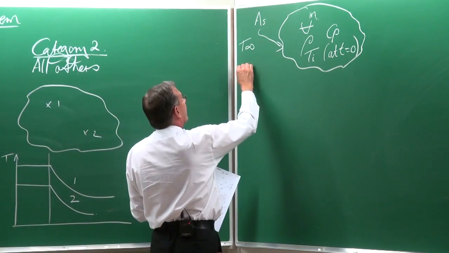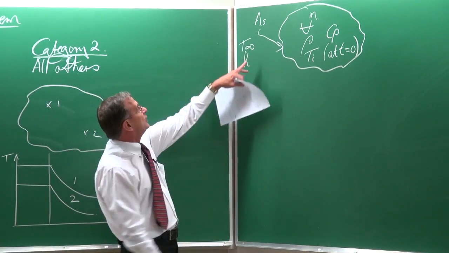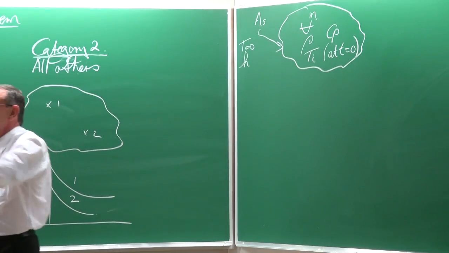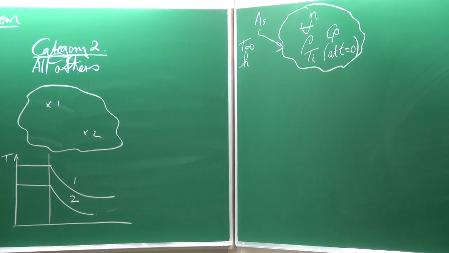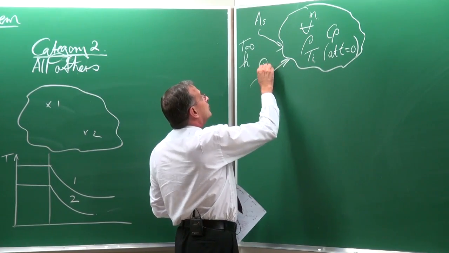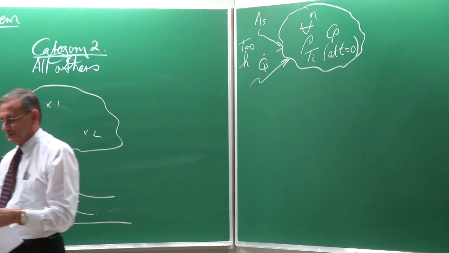The heat transfer rate: in this case, we are going to assume that this temperature is larger than that temperature. If not, then everything just works the other way around. Therefore, there's a heat transfer rate from the high temperature to the low temperature, to the body.